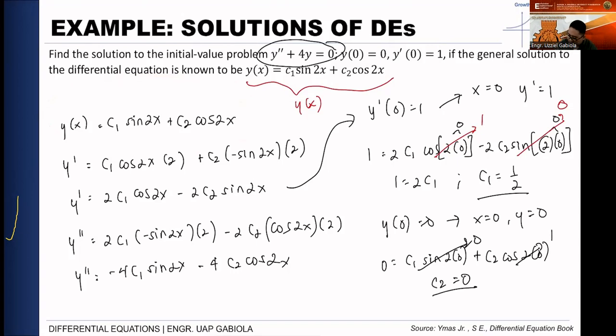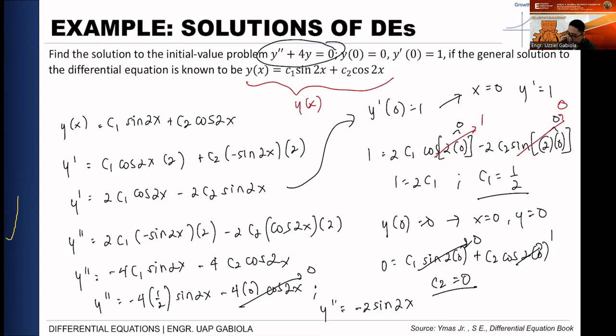So meron tayong value ng C1 and C2. So sasubstitute natin yun dito sa y double prime natin. So y double prime is equals to negative 4 times C1 natin, which is 1 half, sine 2x minus 4 times C2 natin, which is 0, cosine 2x. Okay? So, this will be 0 na. So yung y double prime natin will be negative 2 sine 2x. Ito yung nakuha nating solution, this is the solution dun sa problem.